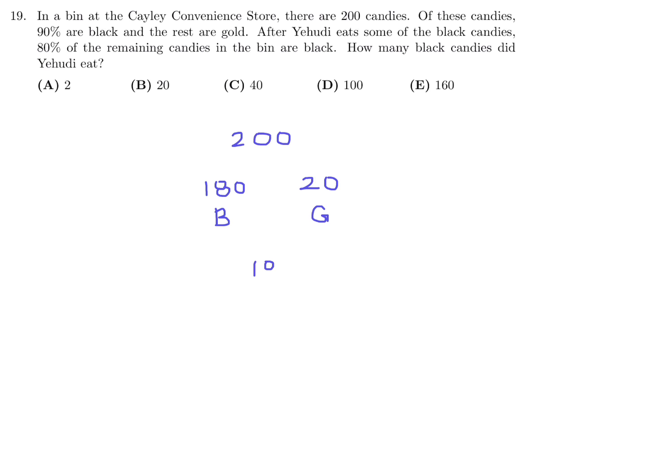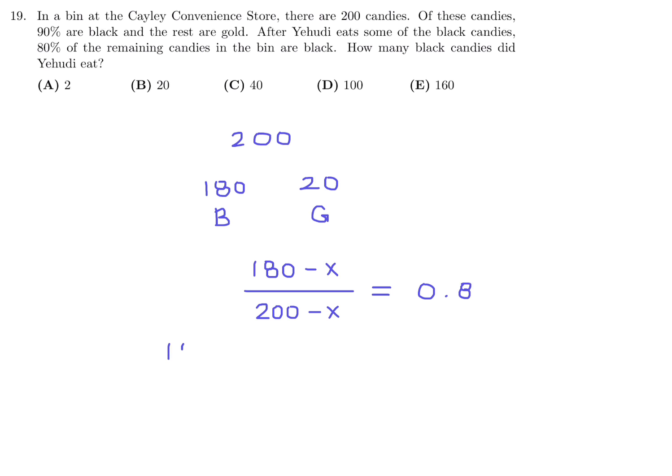So that means after he eats X, there's 180 minus X candies remaining. And they're saying that represents 80% of the remaining candies. So the remaining candies would be 200 minus X. And that is 80%, which is 0.8. All right? So that's the mathematical equation for this question.